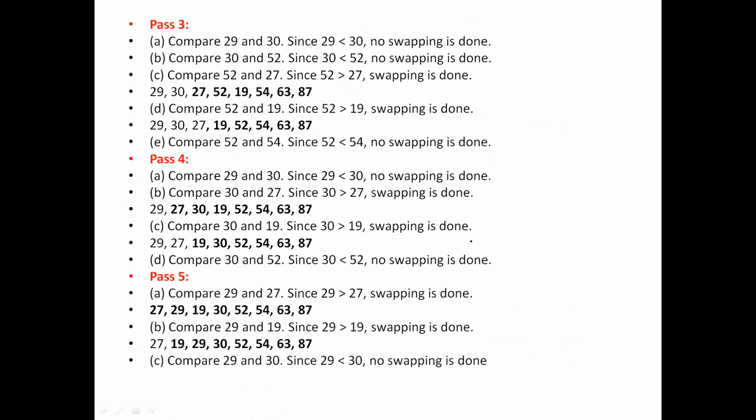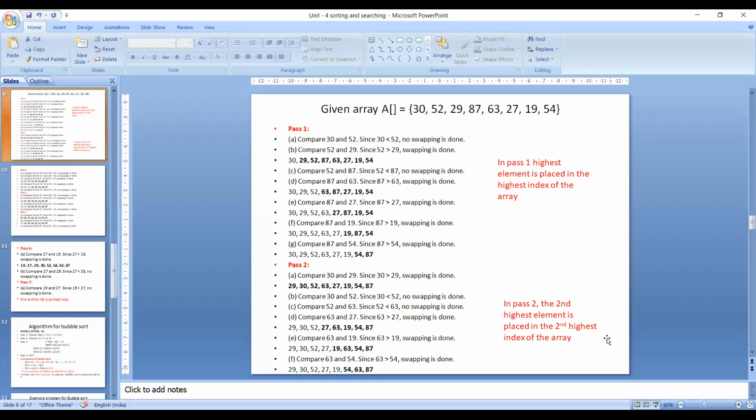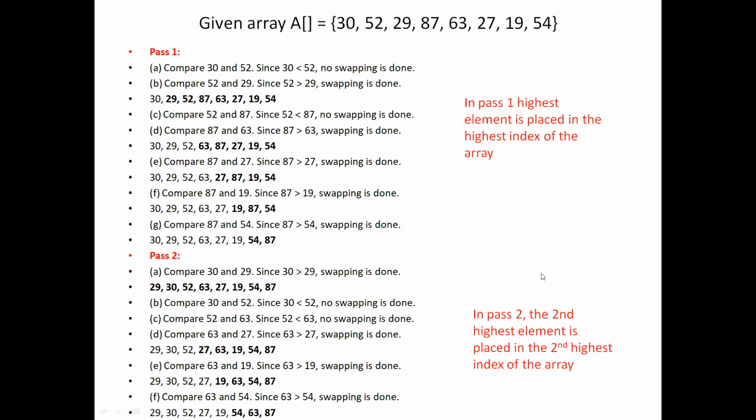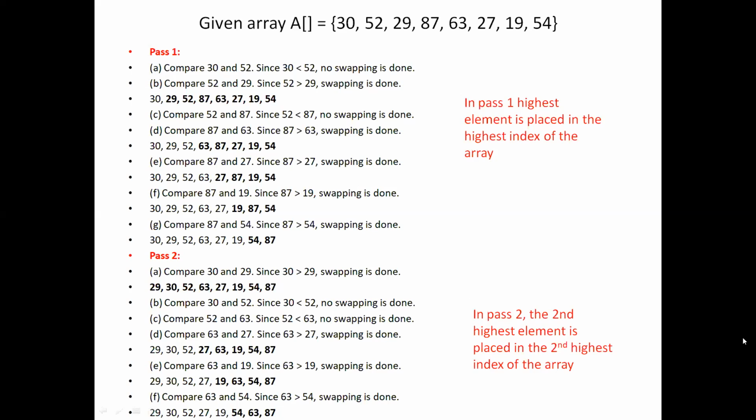I'm going for pass 3. When I'm going to pass 3, this is the output of pass number 2. One second, the pointer is not working. So at the end of pass 2, this is the output.